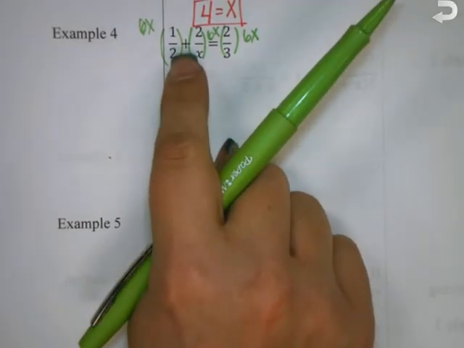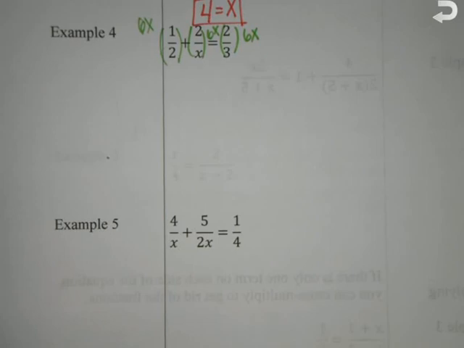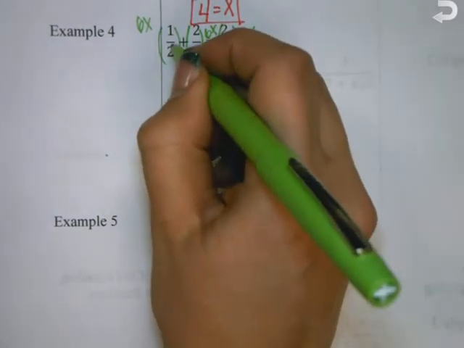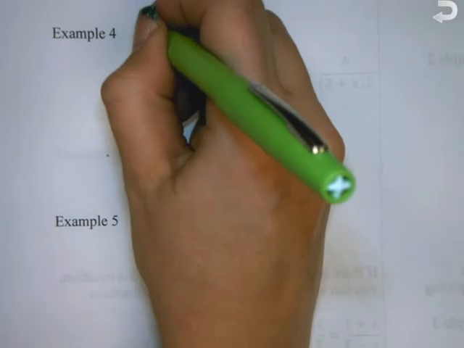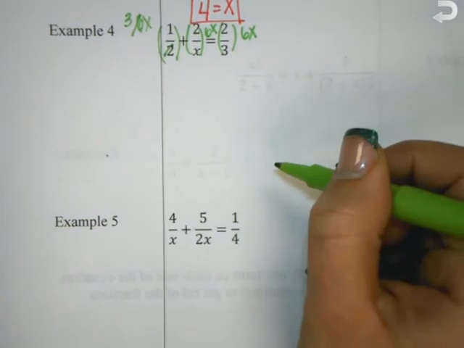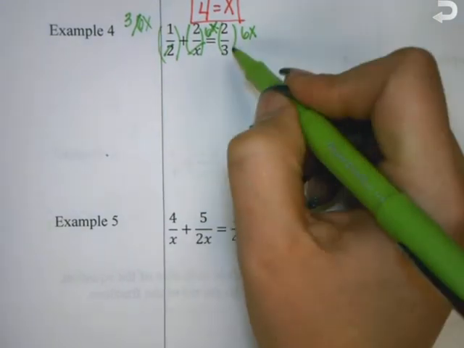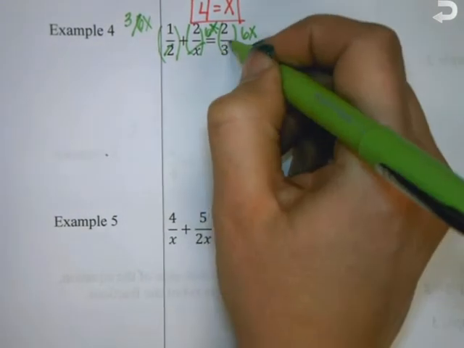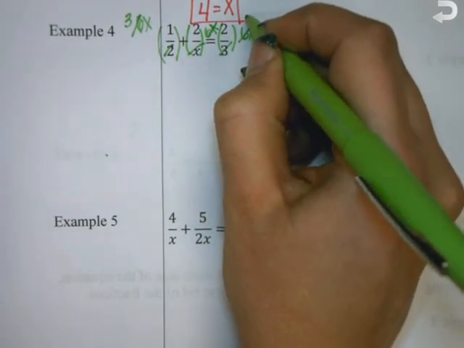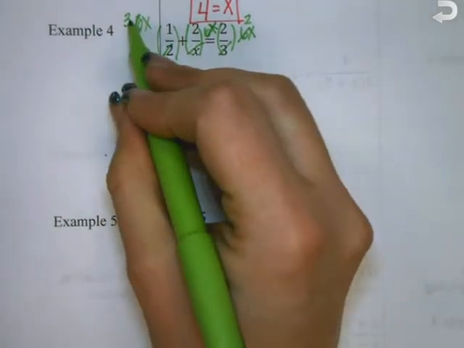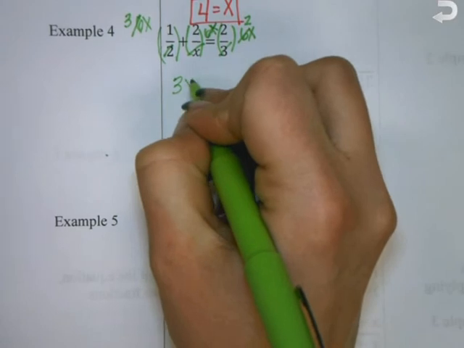Okay? So if I multiply everything by 6x, 2 goes into 6x 3 times. x and x cancel, right? And what about 3 and 6? It reduces to 2. So when I multiply it all out, what do I get? 3x times 1 is 3x plus 12 equals 4x.